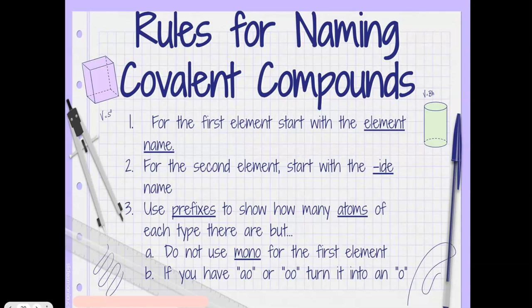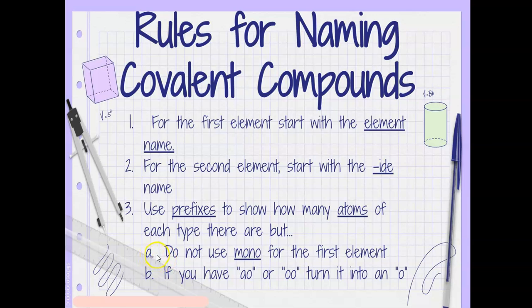When we're naming our covalent compounds, you're going to see some similarities and some differences with ionic compounds. Just like we did before, you start with the element name for the first element. For the second element, you use the "ide" name. The difference is that the elements we're using are going to be different. And the really big difference is the prefixes. You're going to use prefixes to designate the number of atoms in each one. A couple things, and we'll address some examples with both of these.